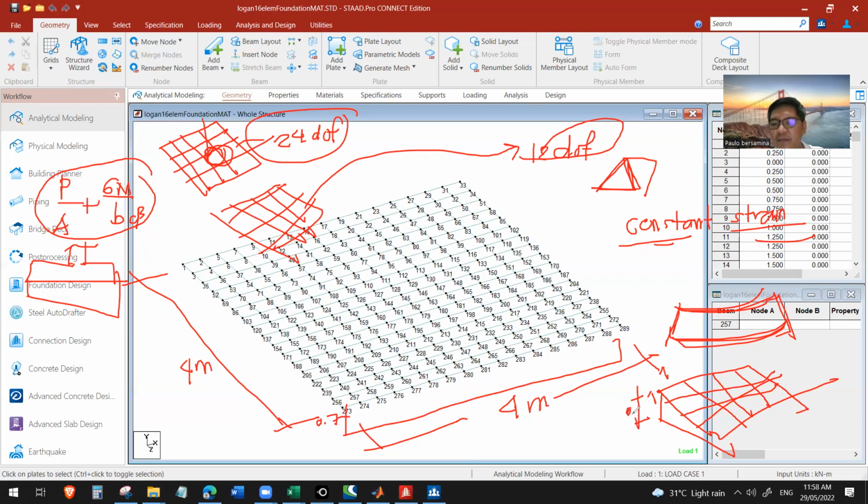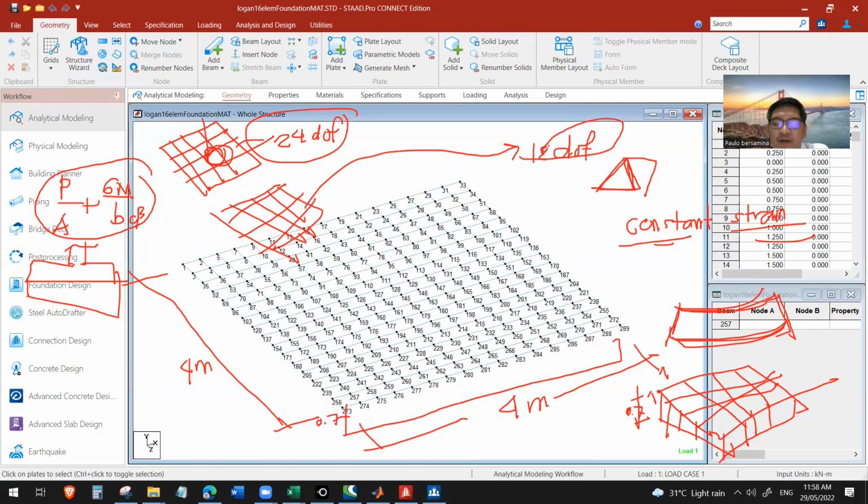So again, because STAAD is using a more advanced plate element, I believe it's 24 degrees of freedom compared to what we are using, na 12 degrees of freedom. STAAD was able to come up with a more accurate result, no? Ganun siya ka-advanced, no? So ginawa ko na siya. Now, using our element, 12 degrees of freedom, hindi siya nag-work, no?